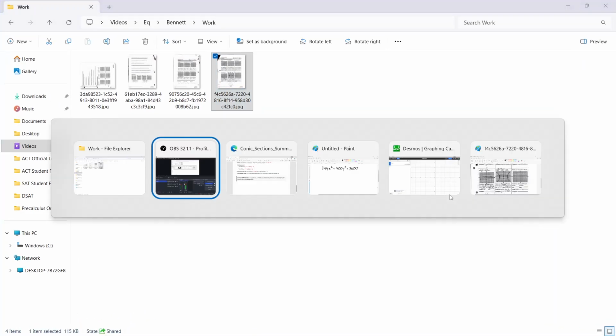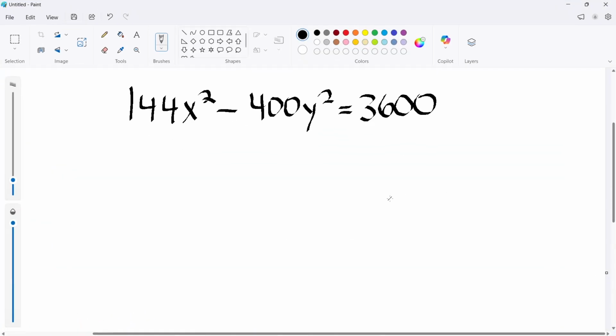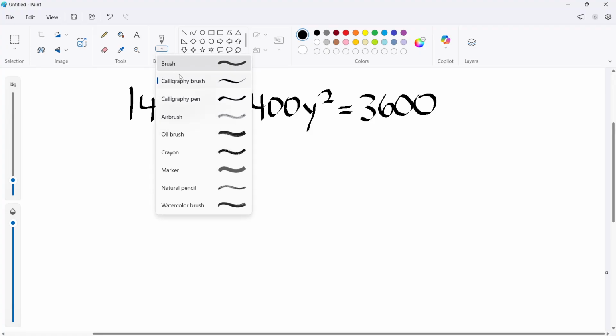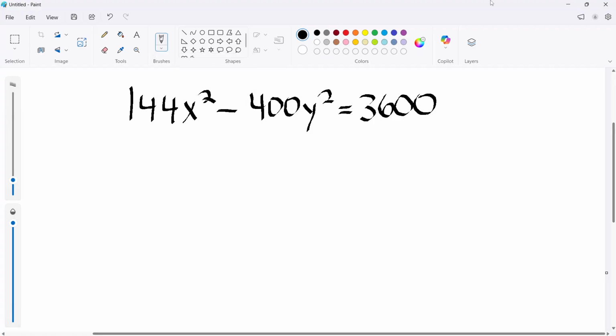This is Advanced Algebra 2, questions about hyperbolas. And this is 144x squared minus 400y squared equals 3600. So number one, I know this is a horizontal. It's going to be like that.